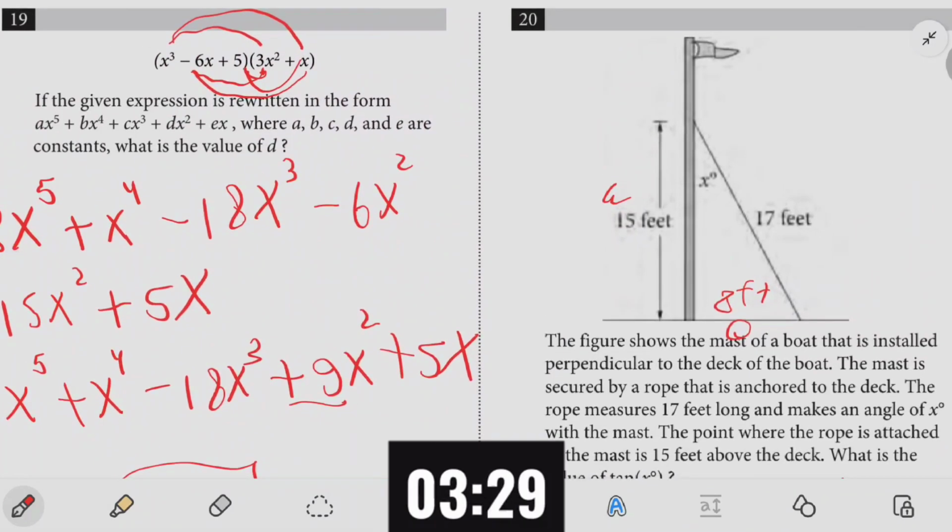We have 3 minutes remaining, okay, 9. 3x to the 5th, x to the 4th, -18x to the cubed, -6x squared, plus 15x squared plus 5x.